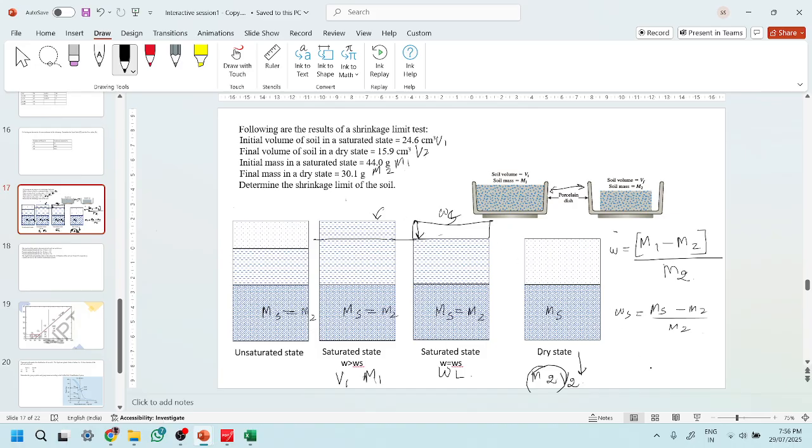And we can say that this is equivalent to this whole mass, M1 minus M2, times minus gamma W times this volume, let us say VI.